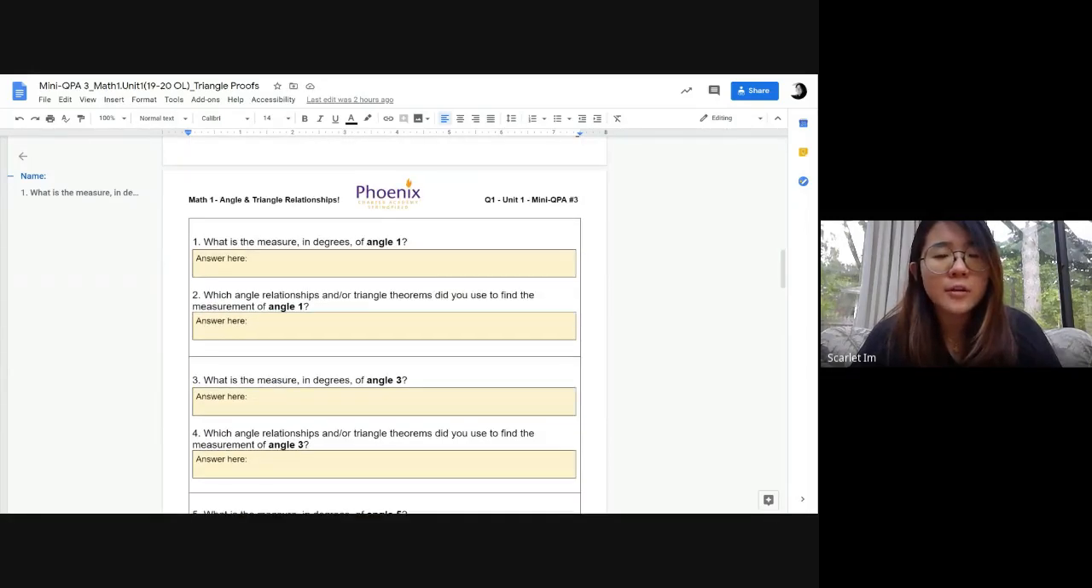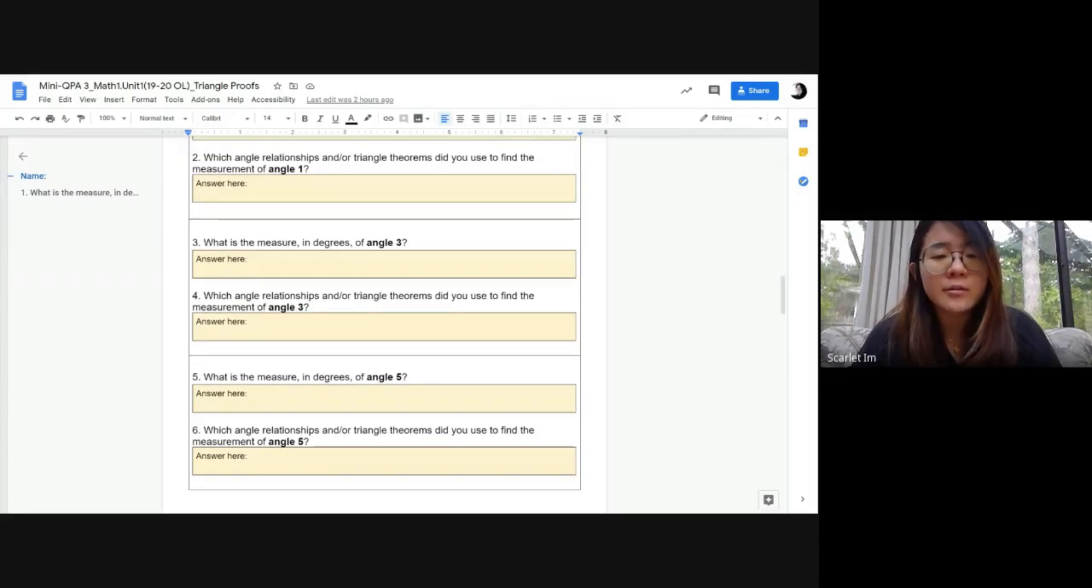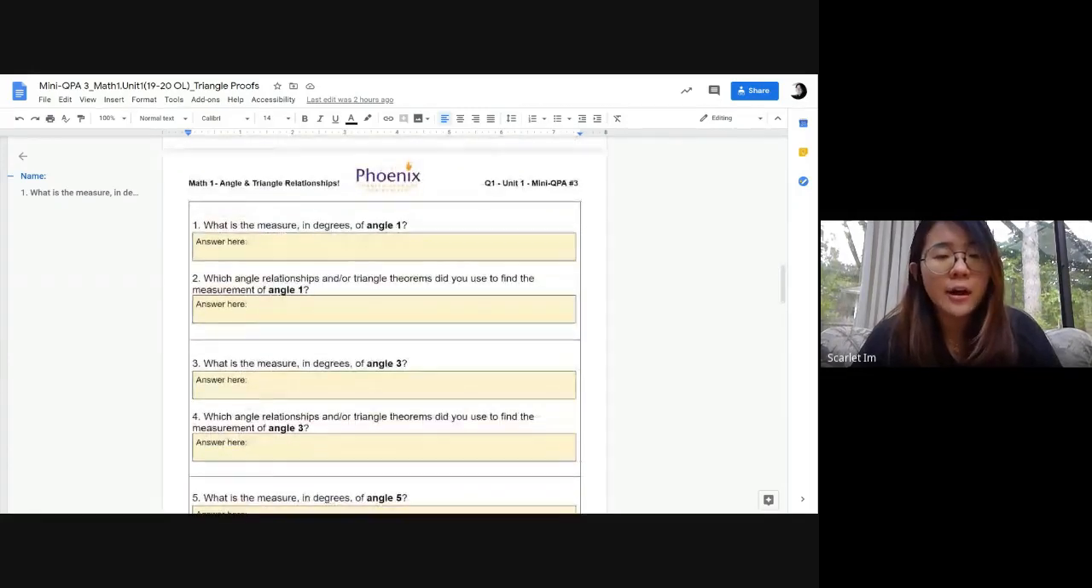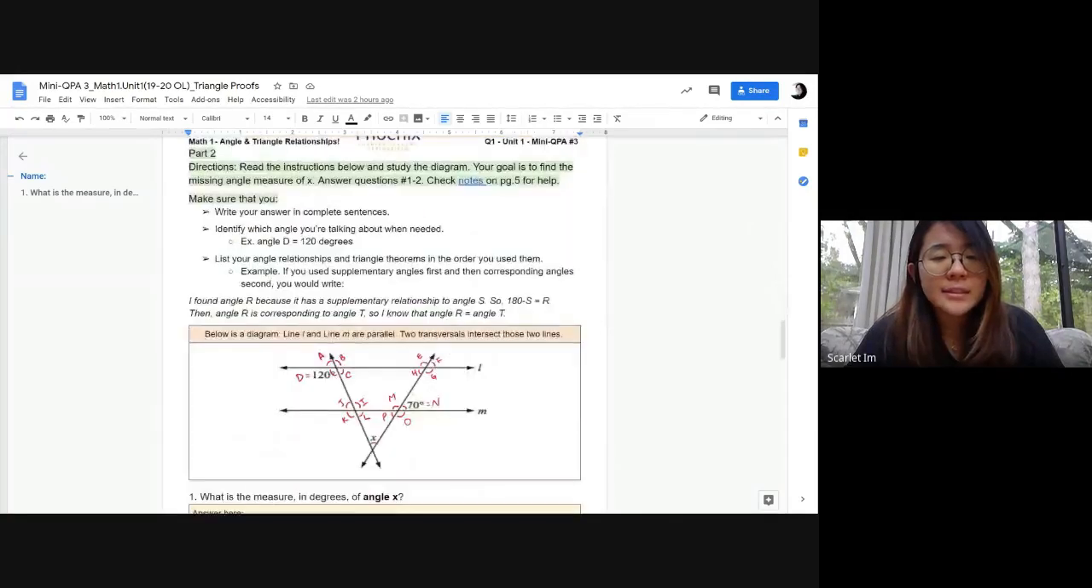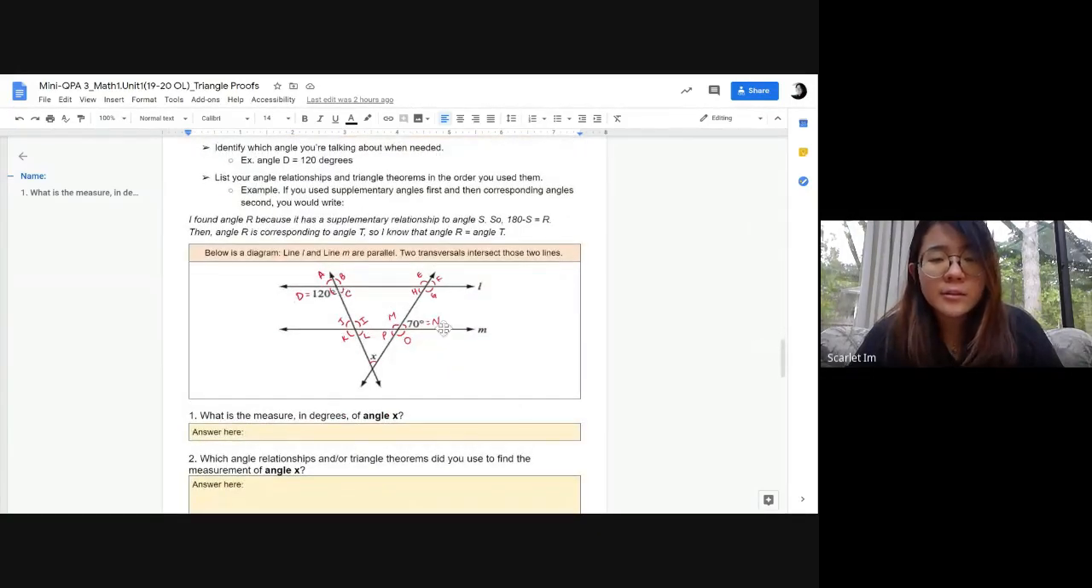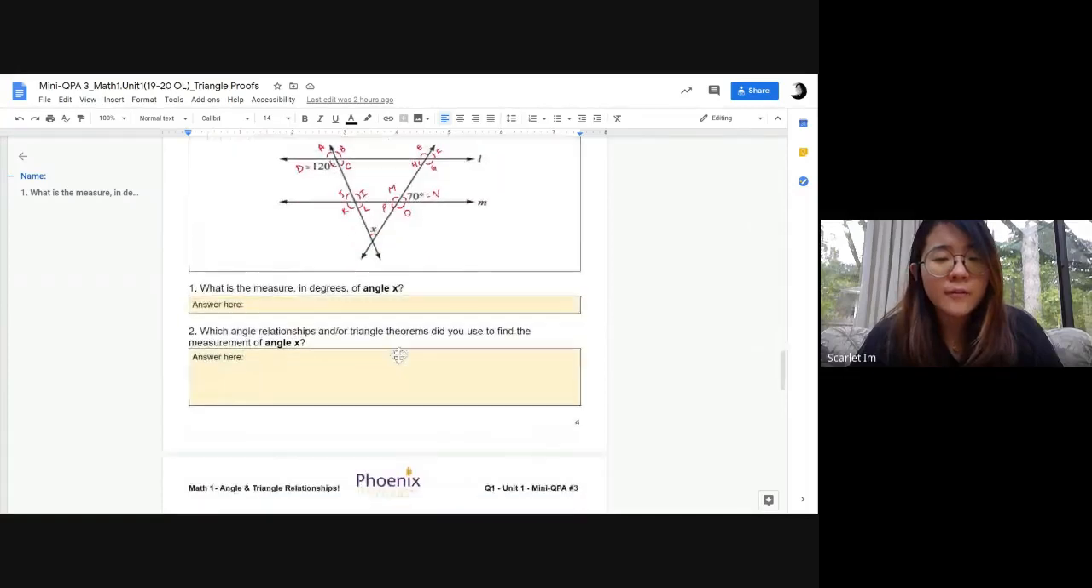It shows you certain angle measures here and then some angles that are missing. And your goal is to figure out what angle 1 is, angle 3, angle 5, and explain how you got that. And it's the same here. I give you some known angles and then some unknown angles, and you want to figure that out.